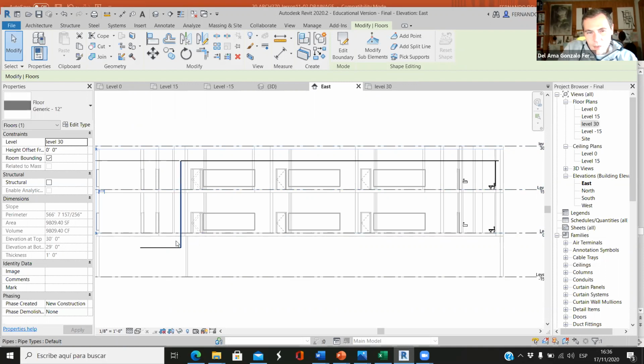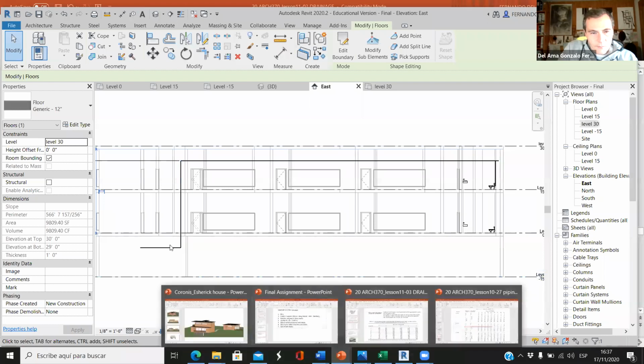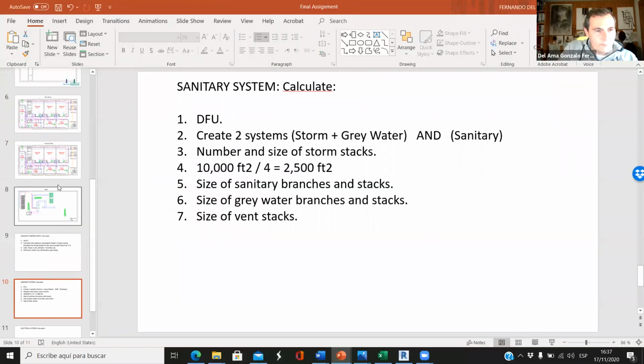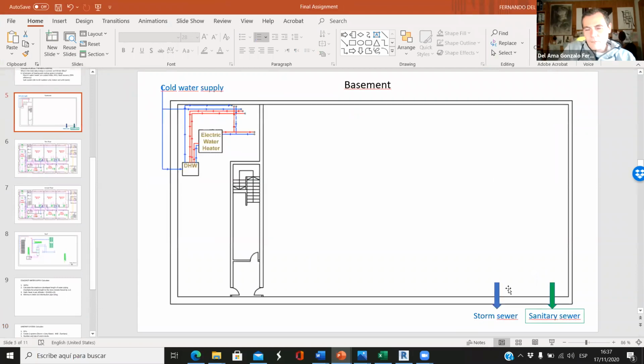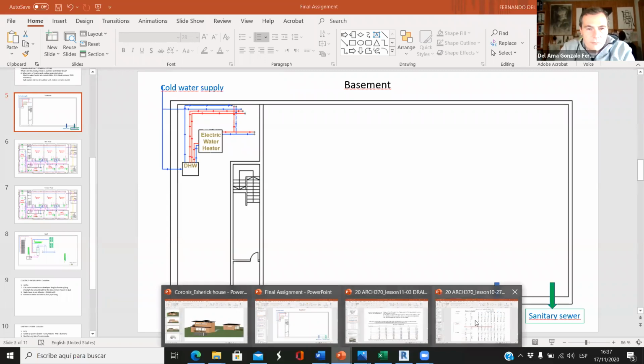And usually we go to the basement, where we have the storm sewer and the sanitary sewer. There's a horizontal pipe that comes from the toilets to the sanitary sewer, and there is another horizontal pipe that comes from the sinks and the rain stacks to this storm sewer. You have to design it, but when it comes to calculations, we have already done it.